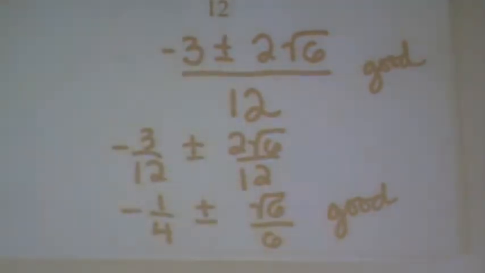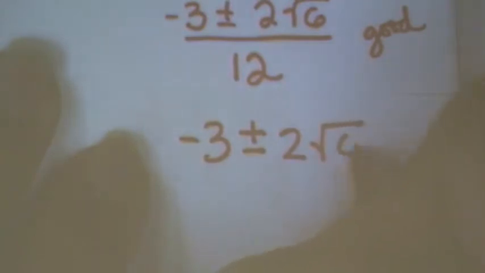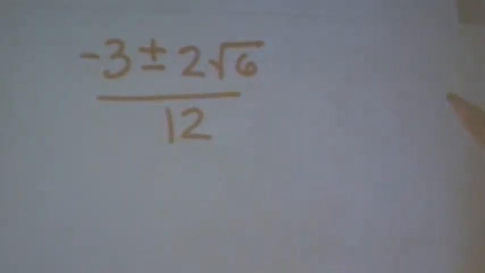But this is what I've seen. I'm gonna replicate this answer right here, and it's wrong. Don't try this at home. This is what I've seen people do. Watch, everybody watch. Don't do this. Don't go, 3 goes into 12 4 times, 4 goes into 4, this 2 times. So the answer is negative 1 plus or minus root 6 over 2.